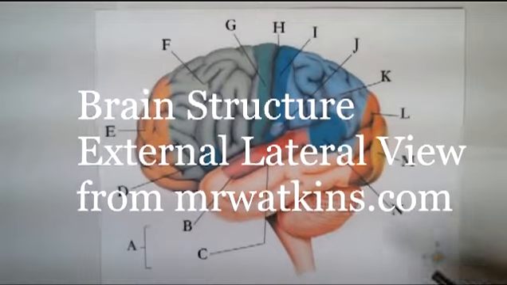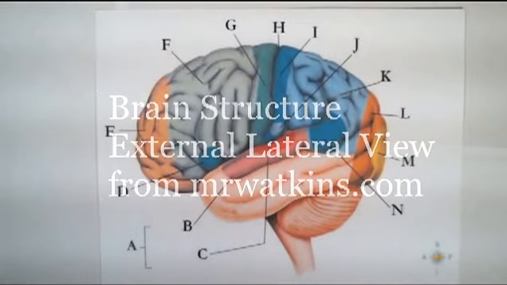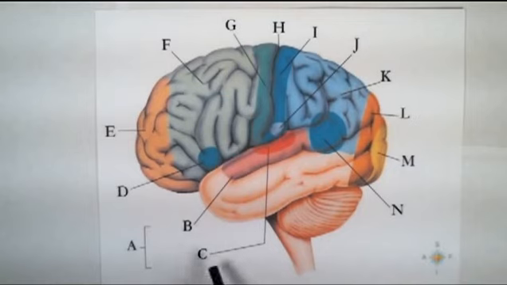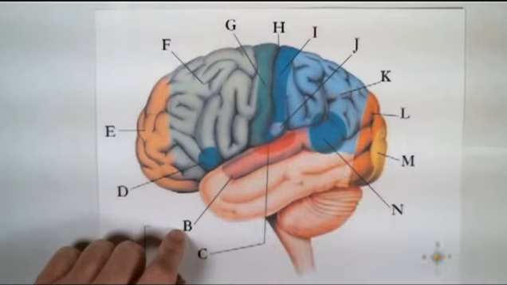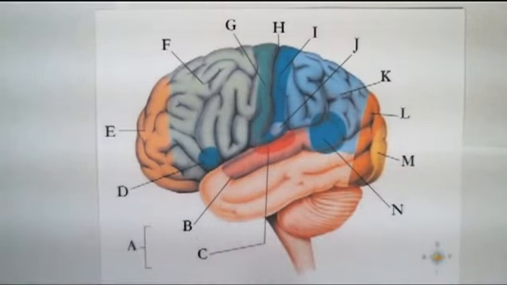I'm Mr. Watkins. This picture that we have here has come straight out of your textbook. What I've done is I've replaced the labels with letters. The idea of this video is to be able to go over the cerebrum in a way that will help you study. And so at some point here I'm going to say things like, all right, so letter B is, and then pause for you to kind of fill that in, and then I will tell you what that particular structure is.